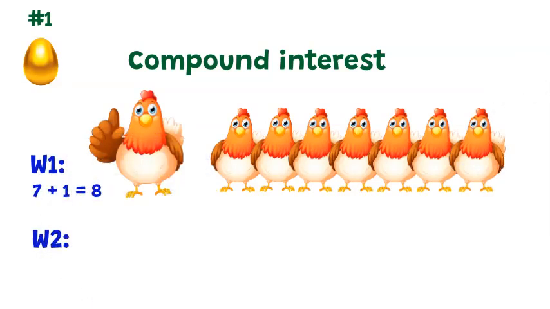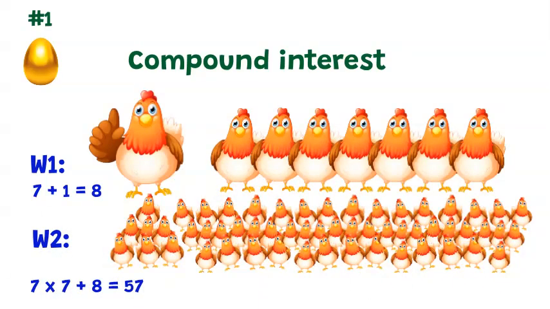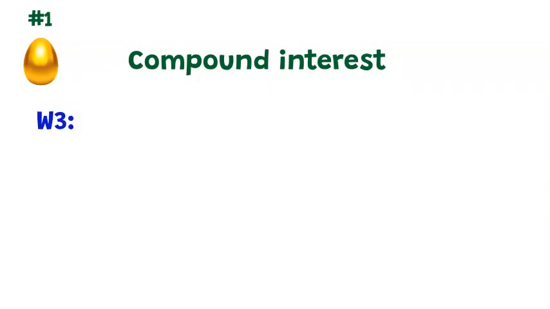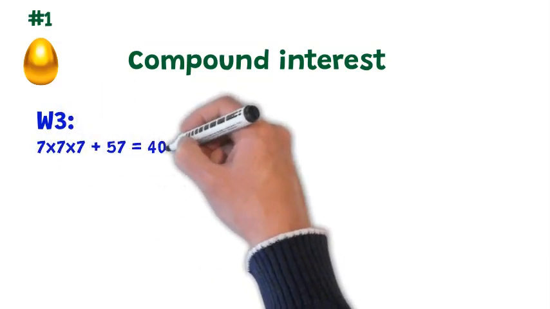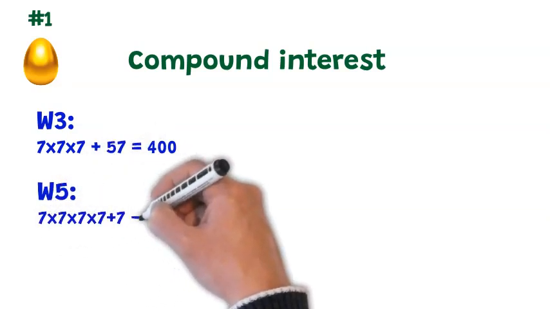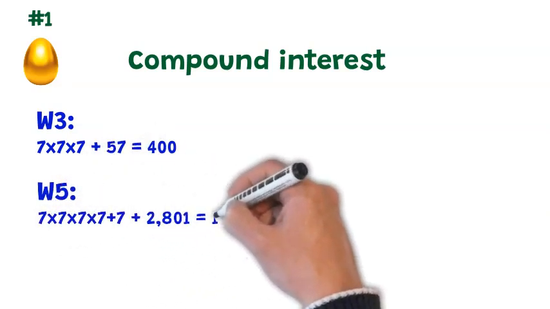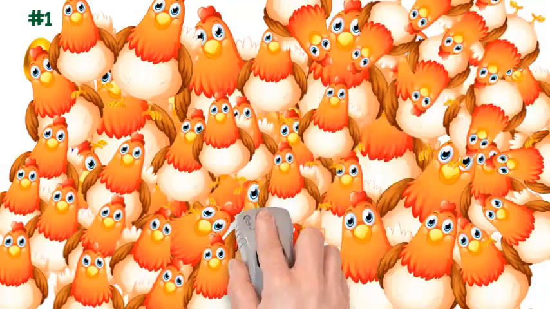Week 2, 7 new hens per day from the 8 hens, that is 7 times 7 plus 8, 57. Week 3, 7 to the power of 3 plus 57, that's 400. On week 5, 7 to the power of 5 plus the hens on week 4, which is 2,801, and that makes a total of 19,608.